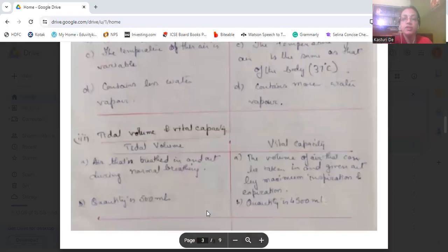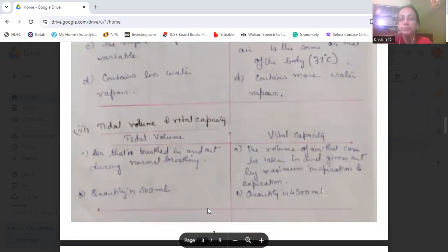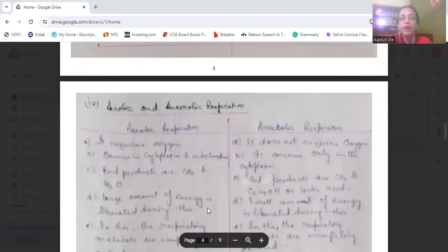Then we come to tidal volume and vital capacity. Tidal volume is the air that is breathed in and out during normal breathing, whereas vital capacity is the volume of air that can be taken in and given out by maximum inspiration and maximum expiration. So that is vital capacity. The tidal volume quantity is 500 ml, whereas vital capacity is 4,500 ml.